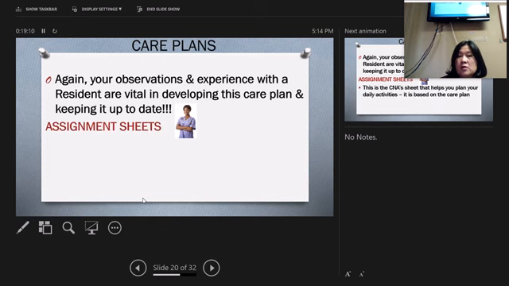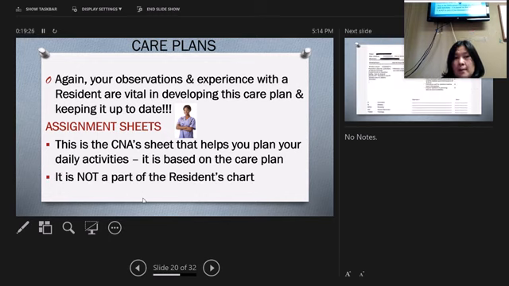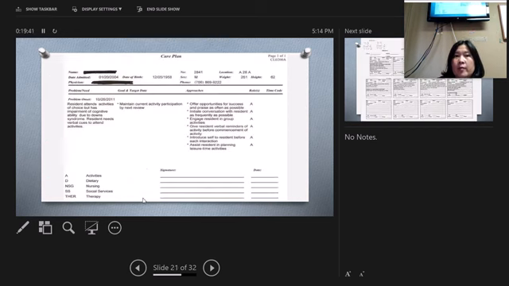Your observations are important, but your assignment sheet has a list of things on there that come from the care plan. And if you notice that that assignment sheet does not match how you care for your patient, you need to let us know. It is not part of the resident chart. Those CNA assignment sheets have multiple patients on them, and they do not go in a chart. They're just there for the CNAs to help you get a brief synopsis of their care plan so you can take care of them appropriately.